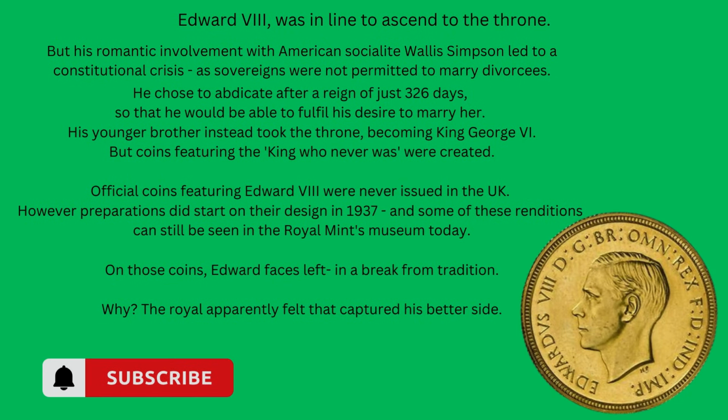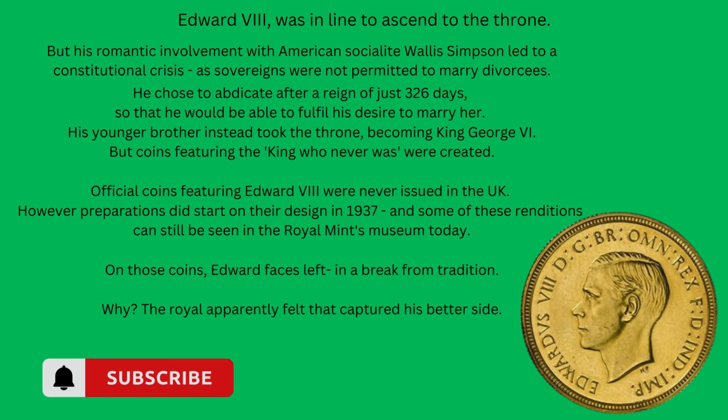Edward VIII was in line to ascend to the throne, but his romantic involvement with an American socialite, Wallis Simpson, led to a constitutional crisis, as sovereigns were not permitted to marry divorcees. He chose to abdicate after a reign of just 326 days, so that he would be able to fulfill his desire to marry her. His younger brother instead took the throne, becoming King George VI.